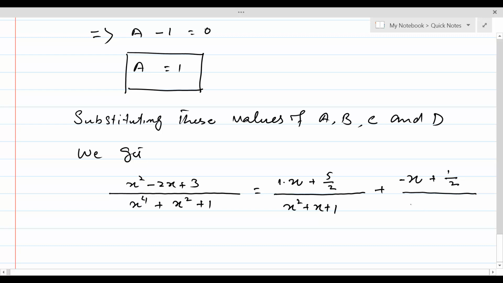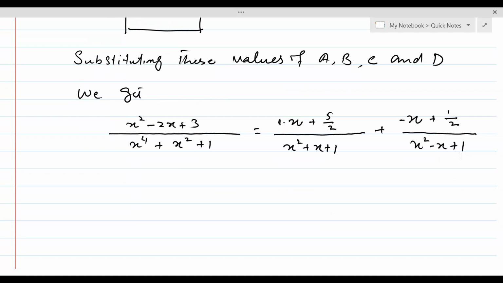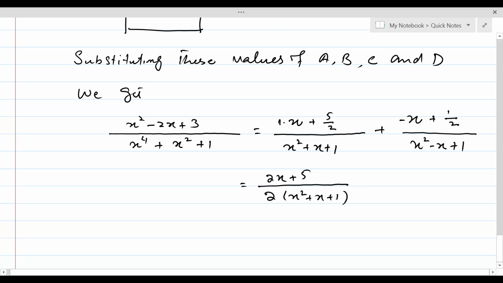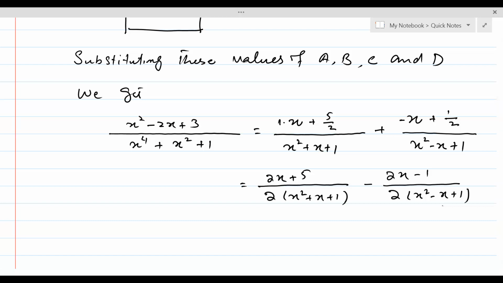divided by x square minus x plus 1. And if we take LCM in the numerator, this can be further reduced to 2x plus 5 over 2 into x square plus x plus 1, minus 2x minus 1 divided by 2 into x square minus x plus 1. This is how we can factorize a complex rational expression which has irreducible quadratic factors in the denominator.